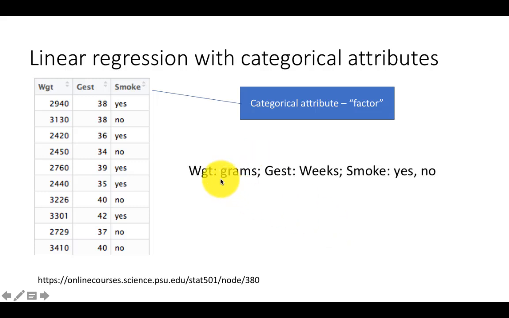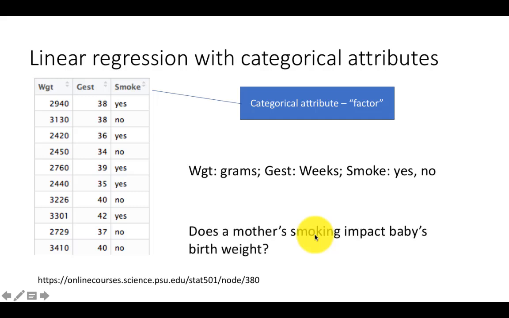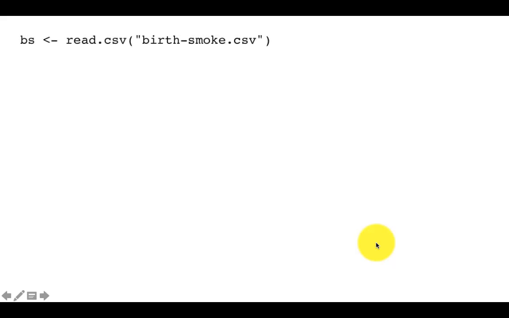Weight is expressed in grams, gestation is expressed in weeks, and smoke is categorical with the two values yes and no. So the question is, does the mother smoking impact the baby's birth weight? Or alternately, if you're given these details, can you predict the baby's weight properly? This data is contained in the file called birthsmoke.csv.